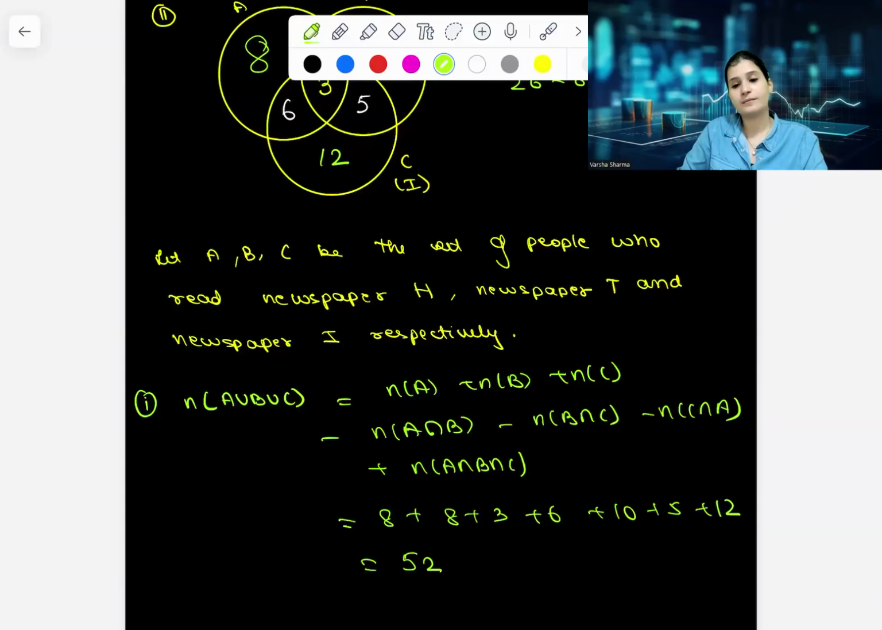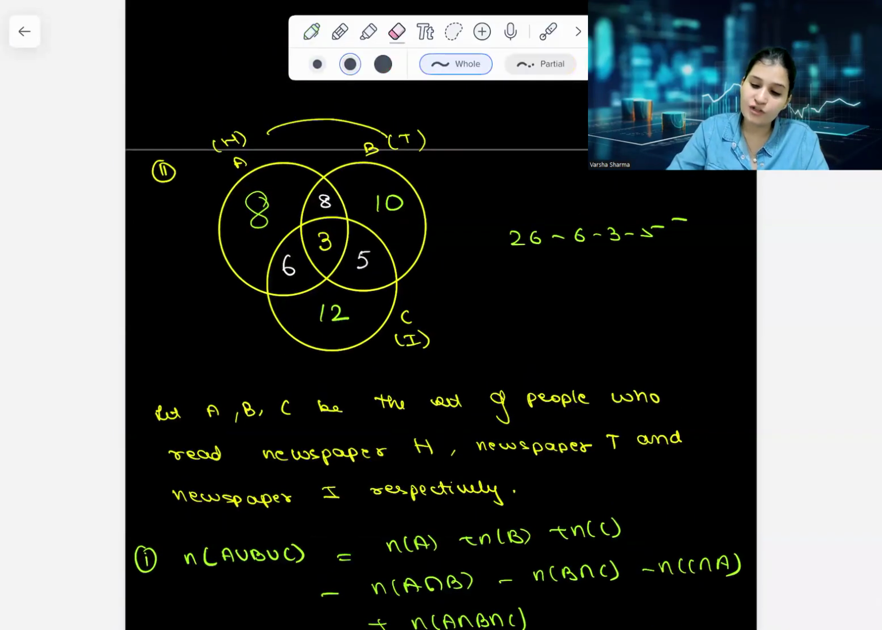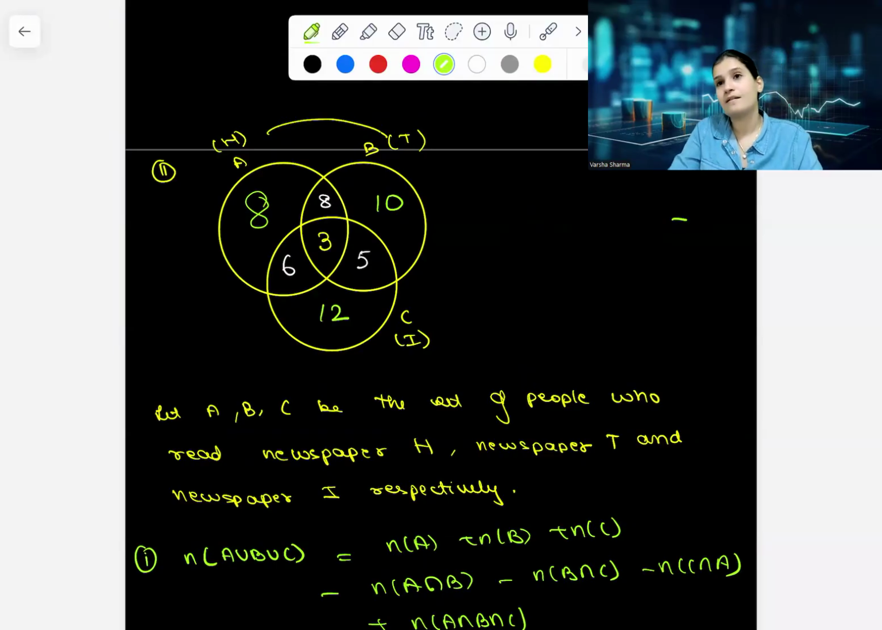Yes or no? Guys, understood? All of you understood? I haven't written ABC. I just wrote the formula and I added all the numbers in the circle. The formula was just for the namesake.